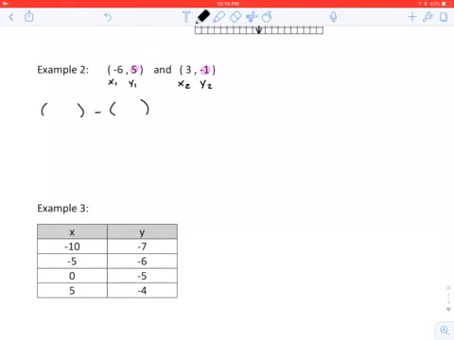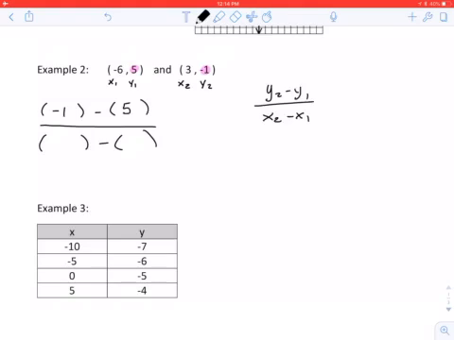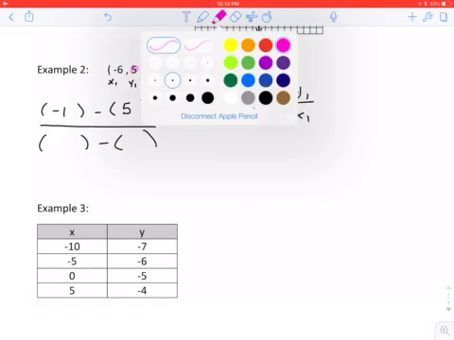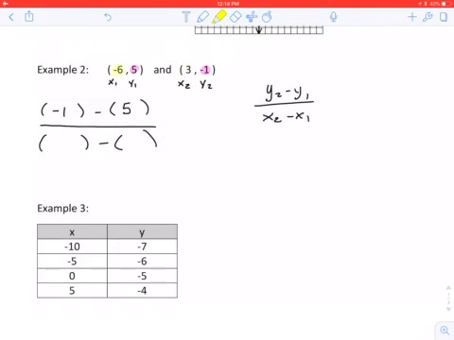So here's my formula with open parentheses where I'm going to plug in. Now in the first spot, we're doing y2 minus y1. Remember this formula. So y2 is -1, y1 is 5. Now I'm going to look at my x values next. x2 is 3, minus x1, which is -6.